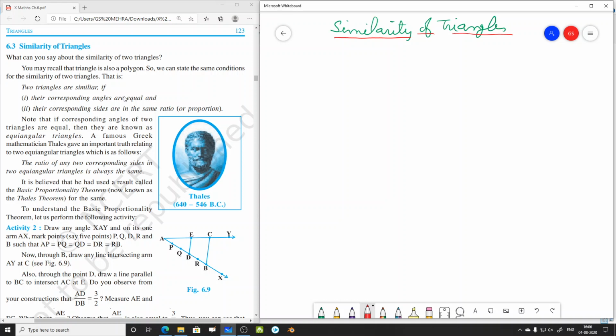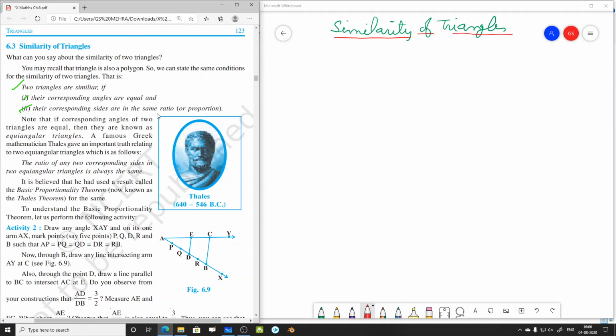Similarity of triangles. Two triangles are similar if their corresponding angles are equal. First thing is that the corresponding angles should be equal, and second is their corresponding sides are in the same ratio. The same thing we have seen for polygons.